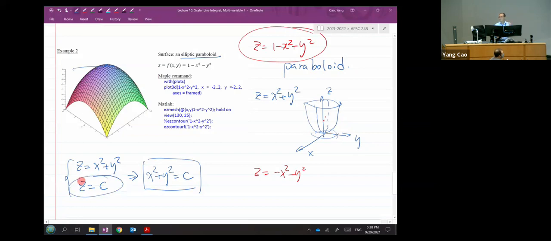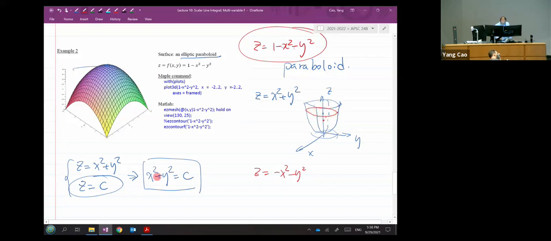At z equal to c location. So basically, you need to find the c value of the z, and then you draw a circle at that location. So that circle is the cross section right here.